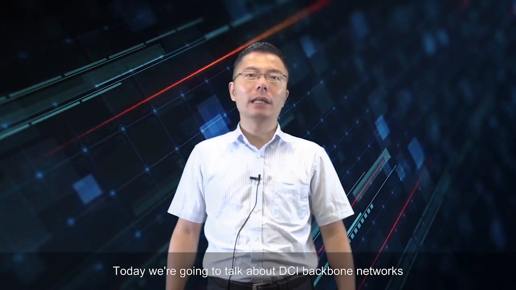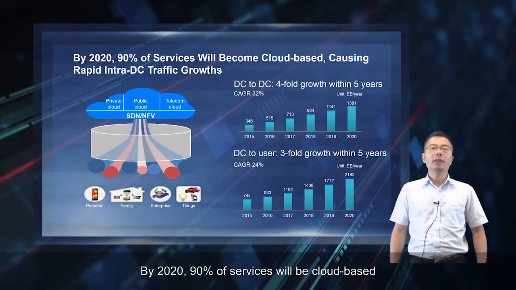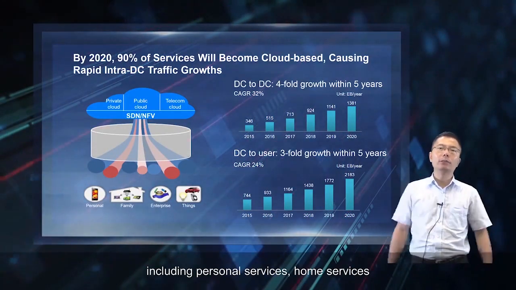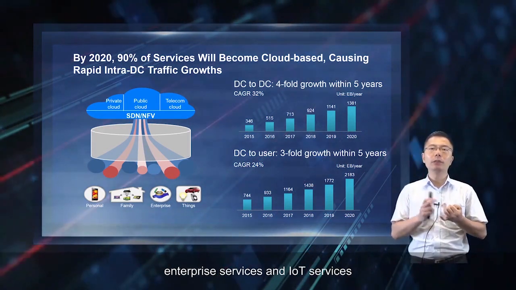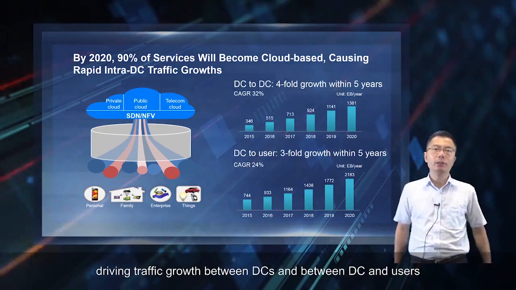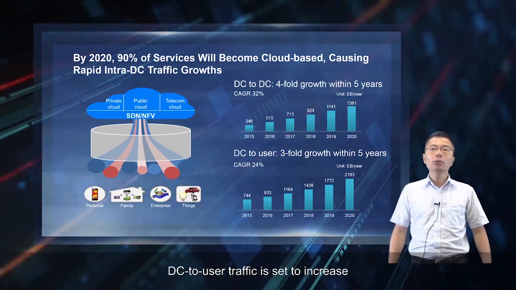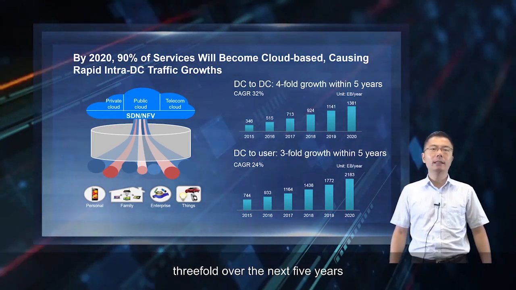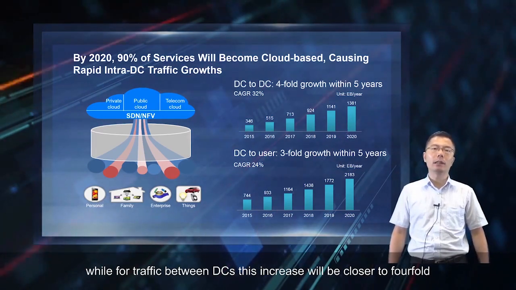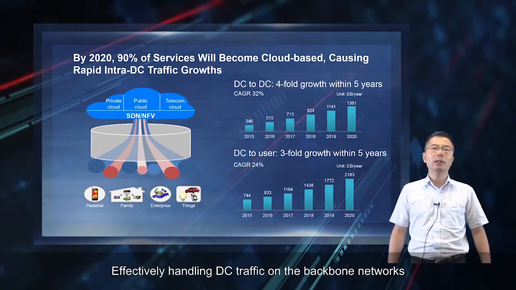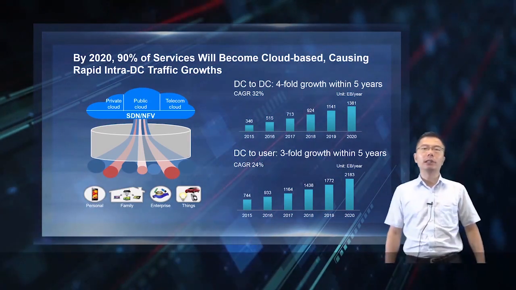Today we're going to talk about DCI backbone networks. By 2020, 90% of services will be cloud-based, including personal services, home services, enterprise services, and IoT services, driving traffic growth between DCs and between DC and users. DC to user traffic is set to increase threefold over the next 5 years, while for traffic between DCs, this increase will be closer to fourfold. Effectively handling DC traffic on the backbone networks has become a genuine challenge.